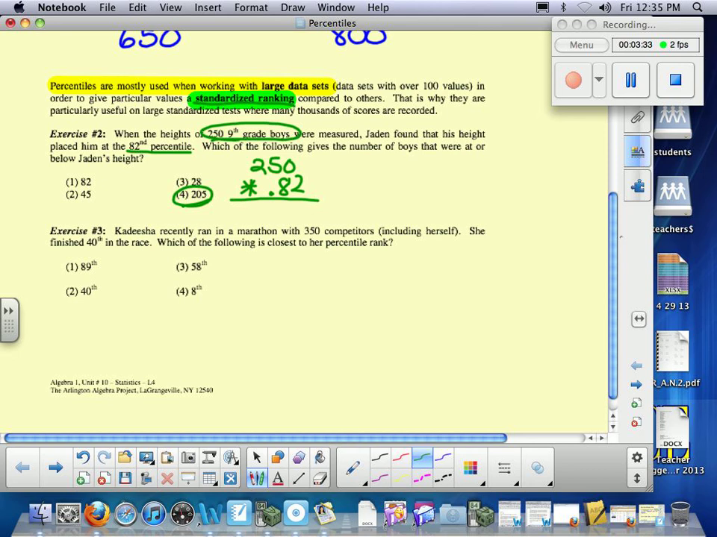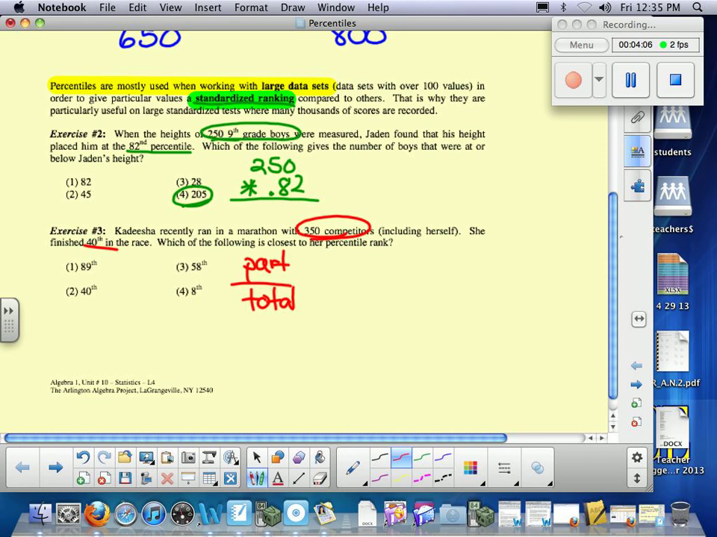Number 3, Kadisha ran in a marathon with 350 other people. She finished 40th in the race. Stop right here. Does it say she's at the 40th percentile? No. She was number 40 to cross the finish line. And we need to find her percent. So how do we find percent? What do you know? Would it be part divided by the total? Correct. It's going to be the part divided by the total.